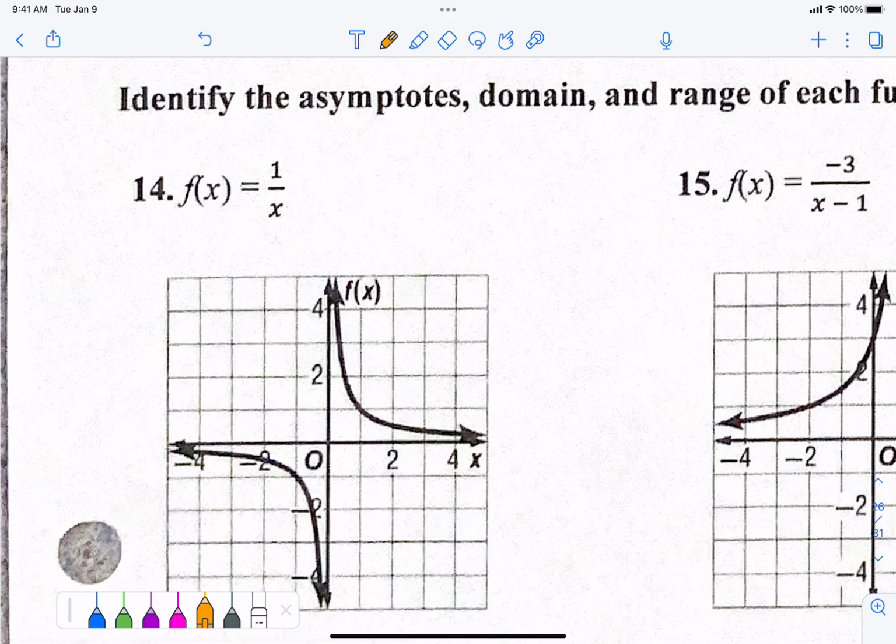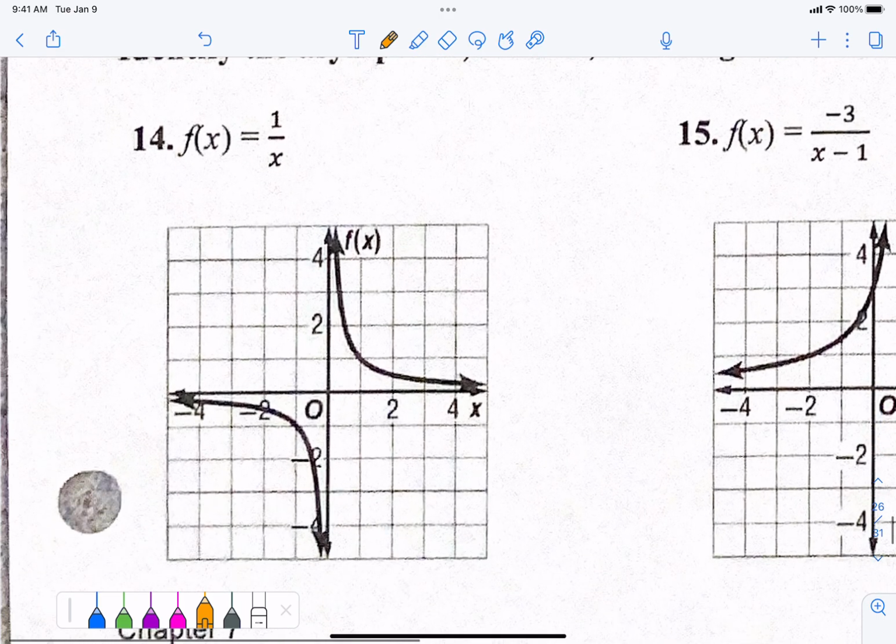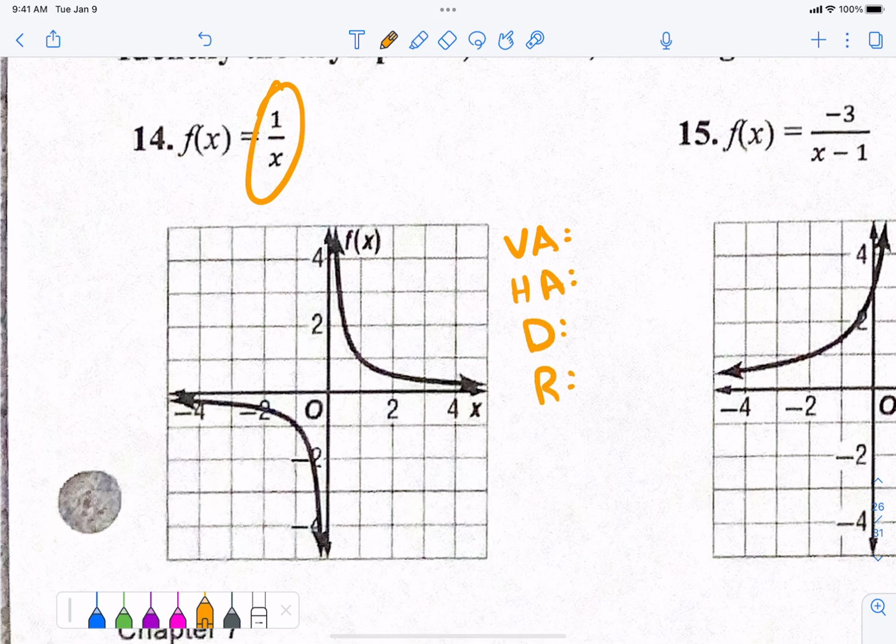All right, number 14. Now let's do number 14. These are graphing these 1 over x functions which look like boomerangy things, right? Okay, they're the boomerangs. And they want us to find where the VA is. They want us to find where the HA is. They want us to find where the domain and where the range is. So VA, HA, domain, and range, right?